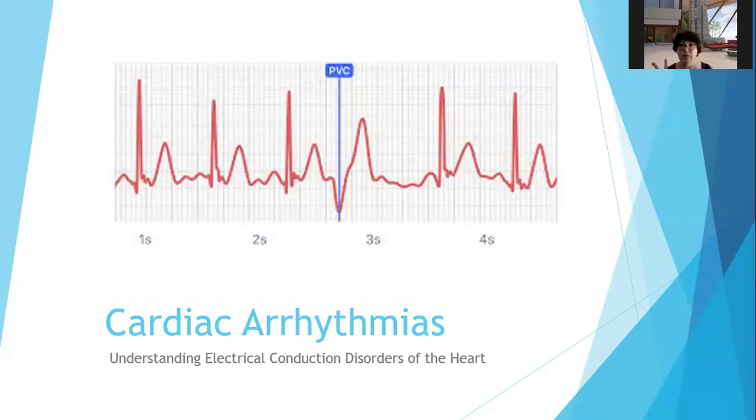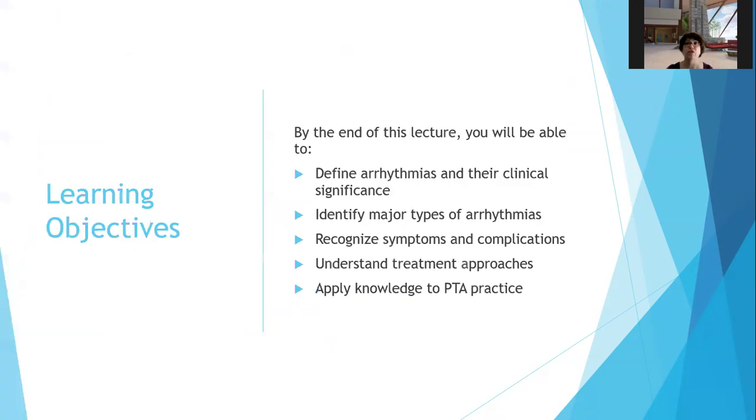So the categories, just to review, that we talked about for heart disease include vascular, valvular, electrophysiological, and that's what we're going to talk about now, and heart failure. And they can all lead to each other. So cardiac arrhythmias can lead to heart failure. And cardiac arrhythmias are electrical conduction disorders of the heart.